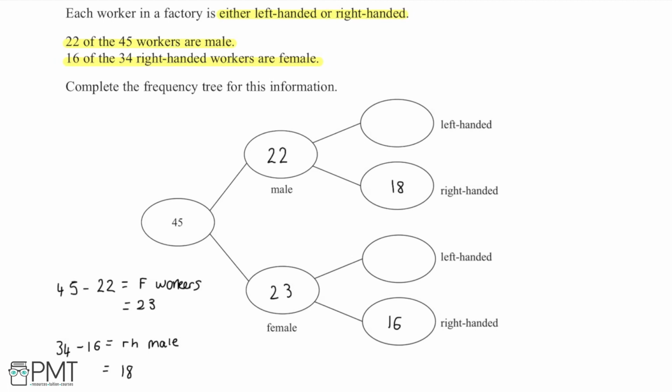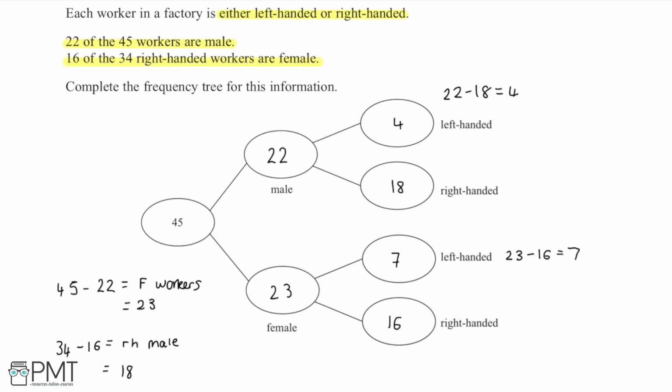Now I just have two more boxes to fill in, and as I said before, the left-handed and right-handed are the only two, a worker is either left-handed or right-handed, so these two must sum to the total number before, which is going to be the 22 male. So this box here is going to be the 22 minus the 18, which gives us 4. And similarly for the female, the left-handed workers, we're going to take the 23 minus the 16, as you have to be either left or right-handed, and that gives us an answer of 7 here.